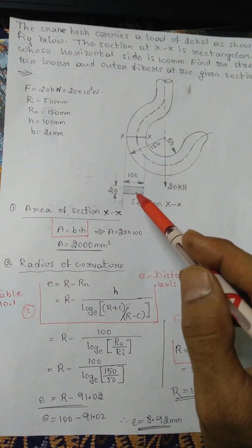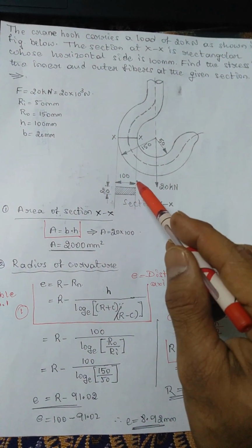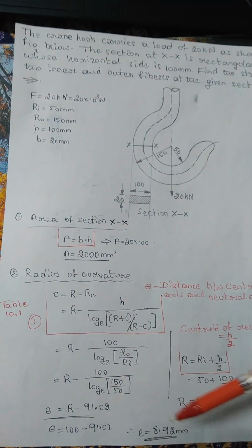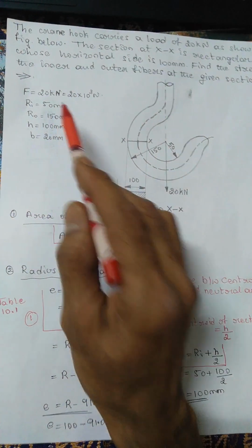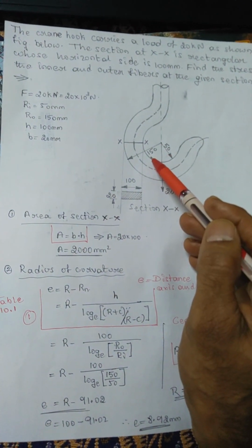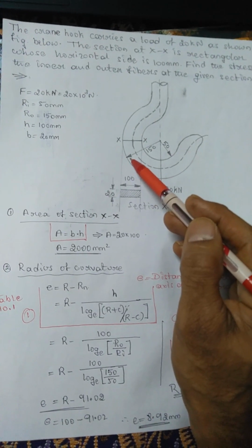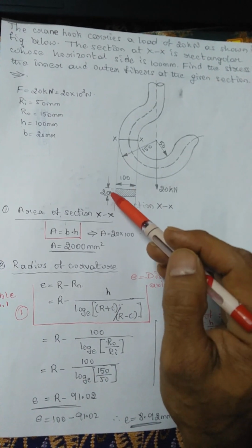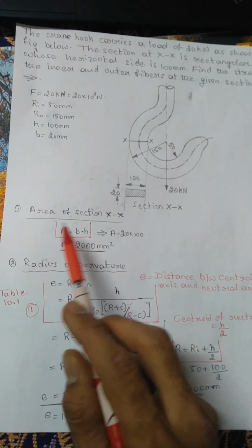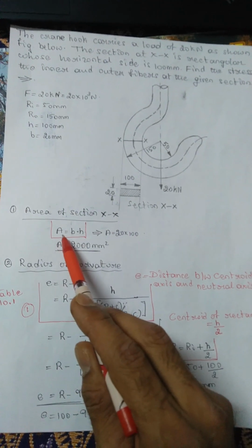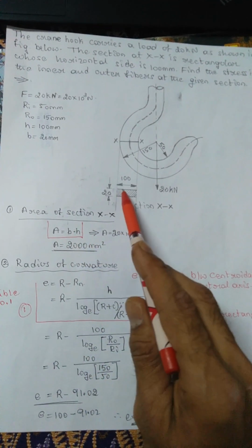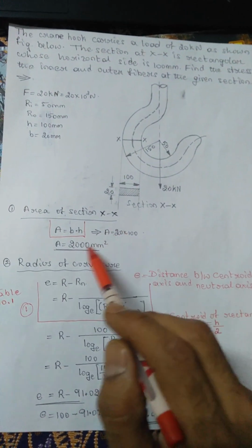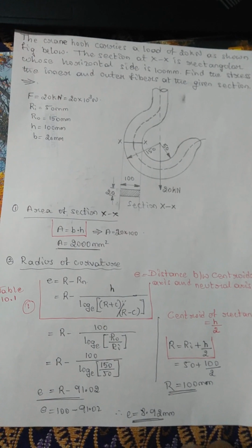This is 100 mm, with 20 mm width. First the data: the load is given, the inner radius is given, from here to here is 50, and from here to here is the outer radius. h is given as 100 mm and b is 20 mm. Initially we calculate the area of section XX: area of a rectangle is b into h, breadth into height, that is 20 into 100, which is 2000 mm².